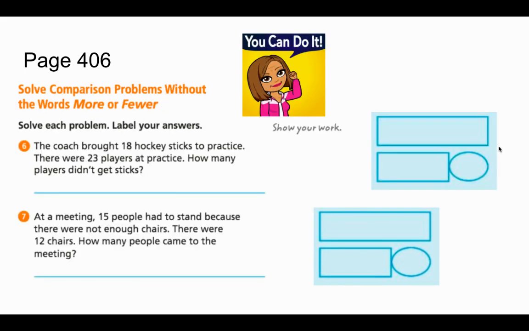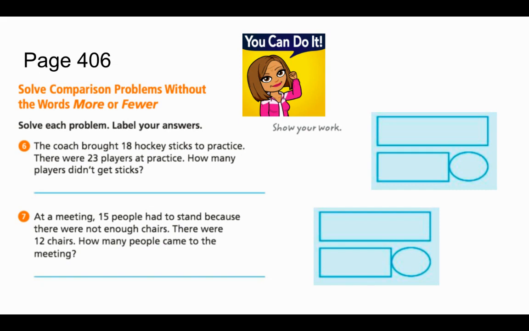Solve comparison problems without the words more or fewer. Sometimes the problems don't have the word more or fewer to help you. So use the comparison bars. Remember to ask yourself, who has more? Number 6 and number 7.